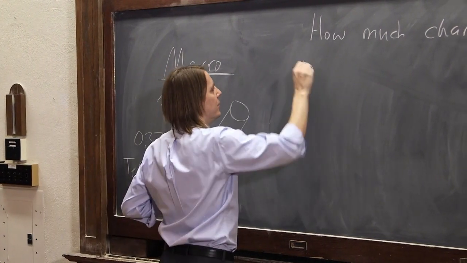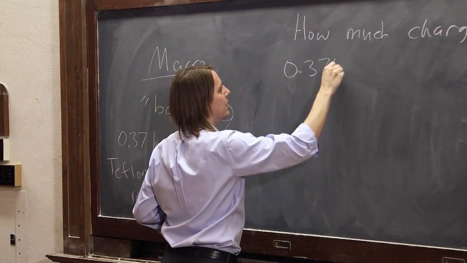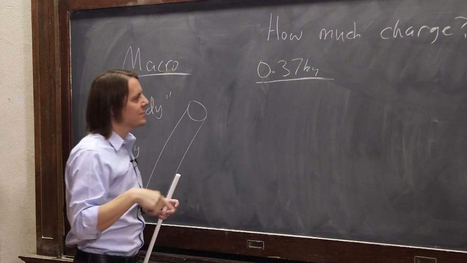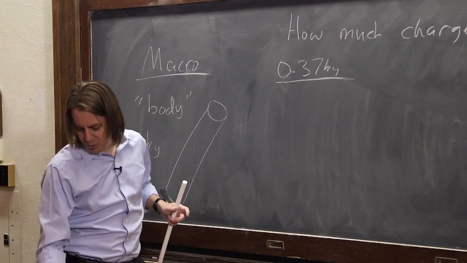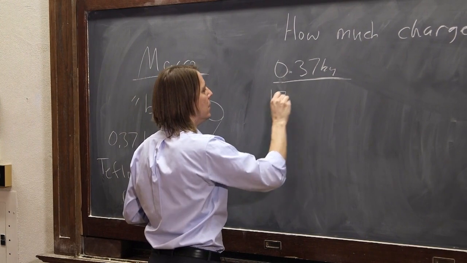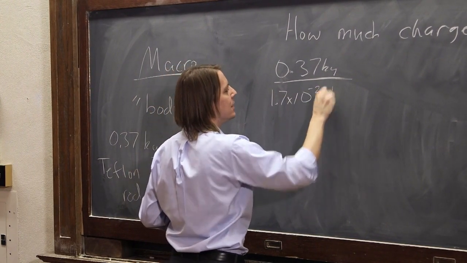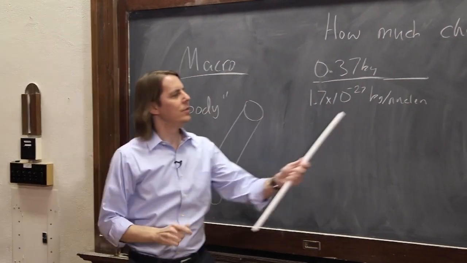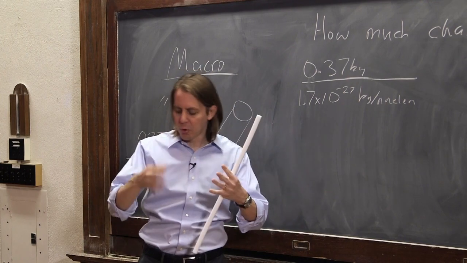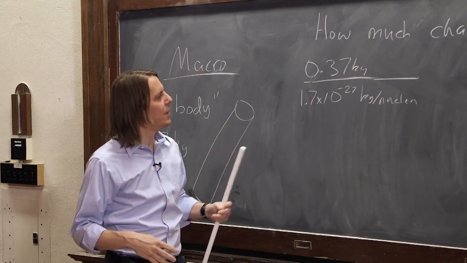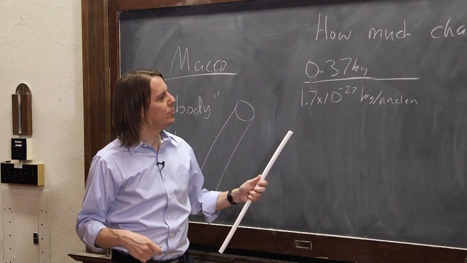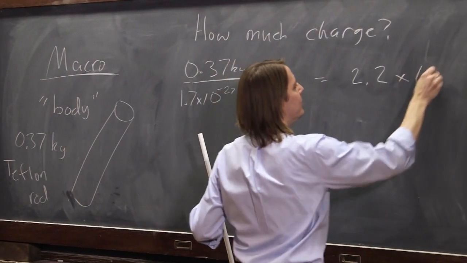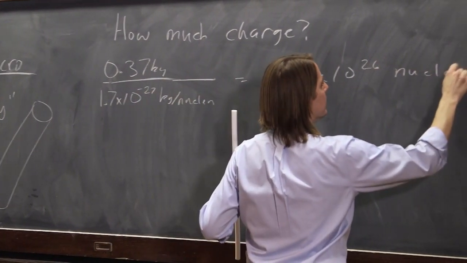Because you could say, okay, this thing weighs 0.37 kilograms, and we learned that the mass of charge was very small, 1.7 times 10 to the minus 27 kilograms per nucleon, where a nucleon is either a proton or a neutron. Just if you're talking about one or the other, you call it a nucleon, things that live in the nucleus. So we have our big mass divided by the mass of an individual nucleon, and you put those together and you get 2.2 times 10 to the 26 nucleons.